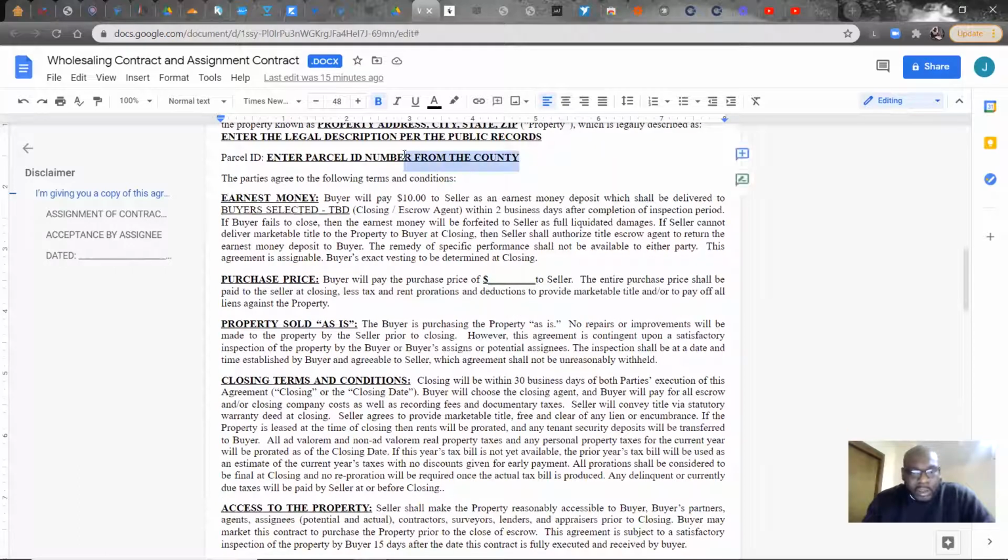You get this parcel ID number from probably the assessor site of whatever county you're in. This is what I was talking about in one of my other videos, the $10 earnest money deposit. It can be $1, it can be $2, it can be $5, it can be $100, it can be $1,000,000. It's whatever you want to put forth, but you want to put forth an earnest money deposit.